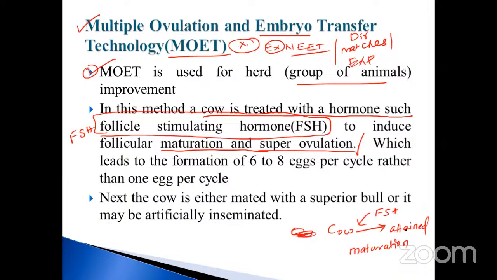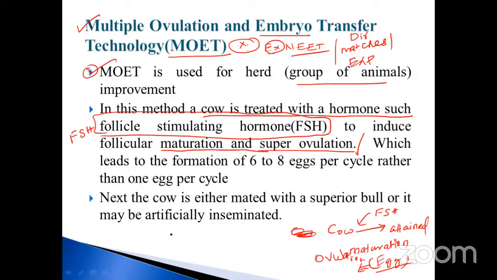What maturation? Ovulation maturation, ovule, otherwise called egg maturation. So we will get the egg in a short period. When you are introducing the FSH, the cow automatically attains maturation, so you will get the egg very quickly. Normally, take an example, in human beings, about 25 days.